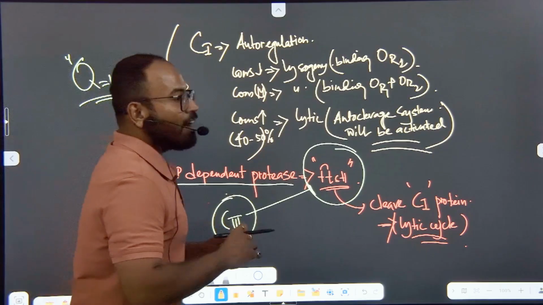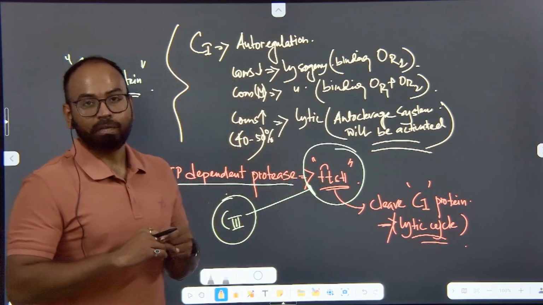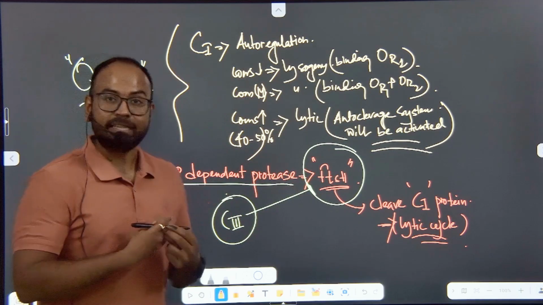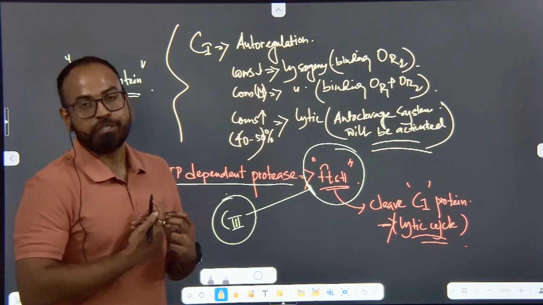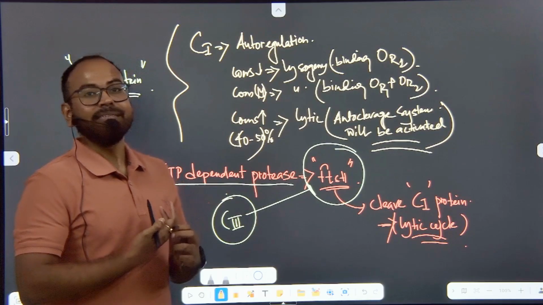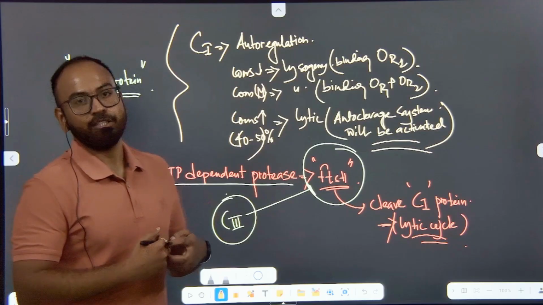And I have asked two separate questions. One, what is the function of N protein and how it is associated with lytic cycle? And second question is, what is the function of Q protein and how it is controlling the overall process of lytic and lysogeny?